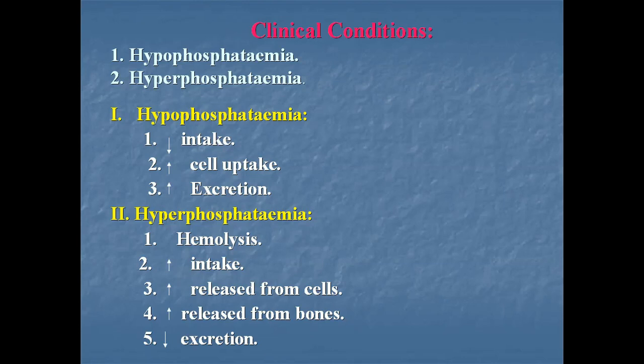Decreased excretion. Decreased excretion of phosphorus occurs in renal failure, in hypoparathyroidism, as well as with increased growth hormone. That's all about phosphorus.